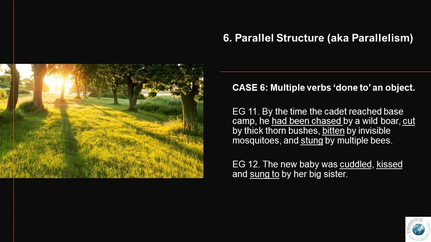Case 6. Multiple verbs done to an object. Example 11. By the time the cadet reached base camp, he had been chased by a wild boar, cut by thick thorn bushes, bitten by invisible mosquitoes, and stung by multiple bees. The object of all these verb phrases is the brave cadet.